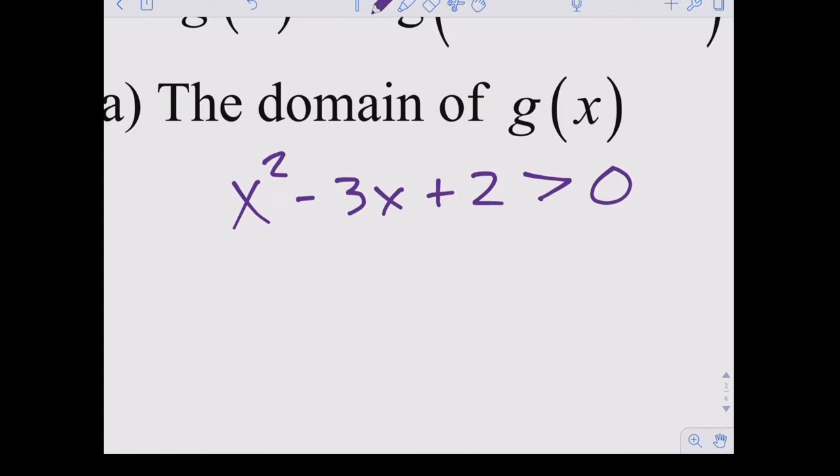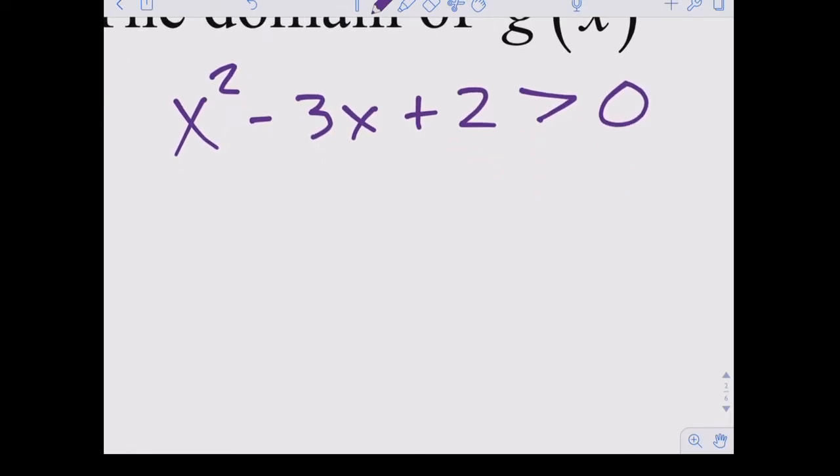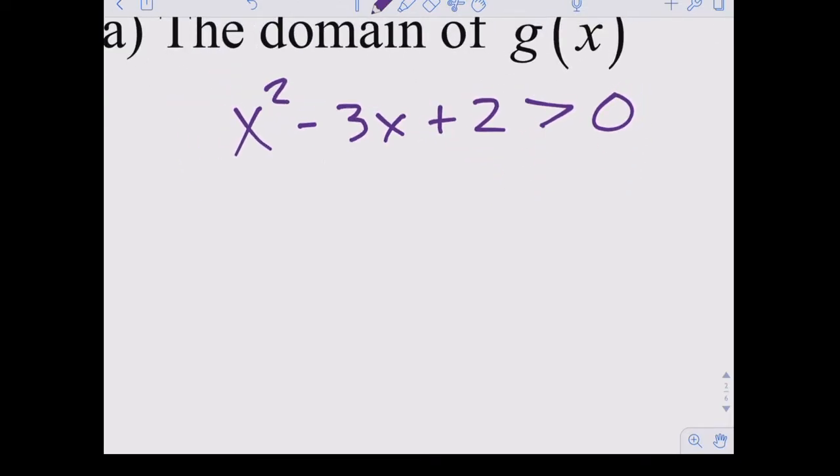Now, it doesn't work for the other functions. You have to solve them some other method. You either use test values and you test intervals, or you solve it the easier way, which is by graphing it. So let's go ahead and see how we're going to graph this. I know that it's going to be a parabola that opens what? Sideways? Help me out. Up, because the leading coefficient is positive.